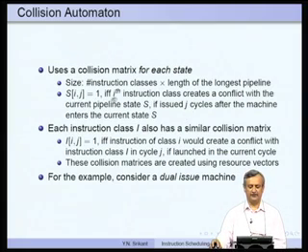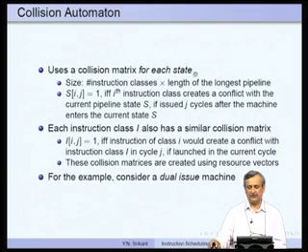Sij equal to 1 if and only if ith instruction class creates a conflict with the current pipeline state S if issued j cycles after the machine enters the current state S. So, that is why there are many states. Now, so once this is, sorry, I read the wrong statement.